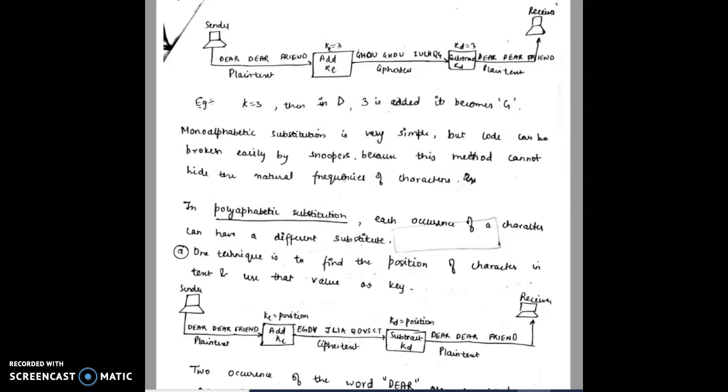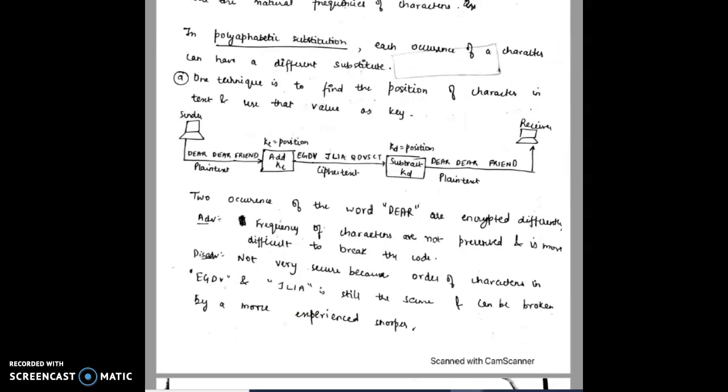So we'll be doing polyalphabetic. Polyalphabetic means that a character is being replaced with multiple characters. It is not that D will every time be replaced with G. D can be replaced with E, F, G, etc. depending on the occurrence of the character, right? There are 2 methods to do this. Let us discuss the first technique.